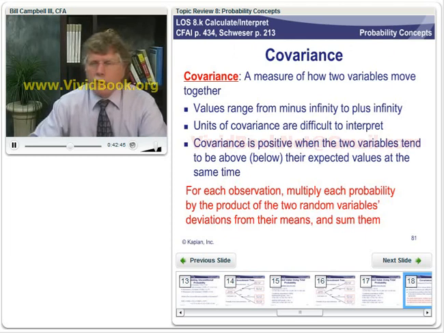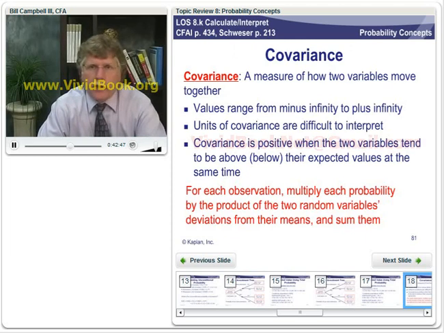Okay, a few more calculations, because I know you need a few more calculations. You're not quite happy until you have 87 different calculations you know how to do. Covariance, a measure of how two variables work together.